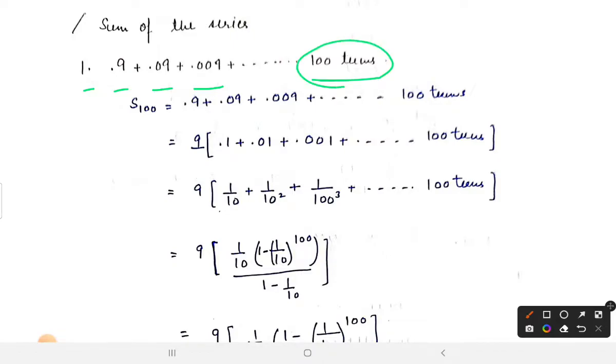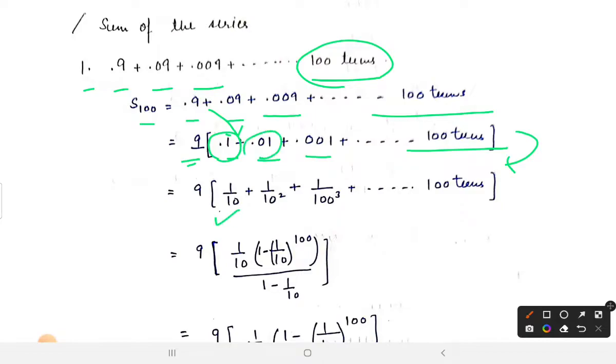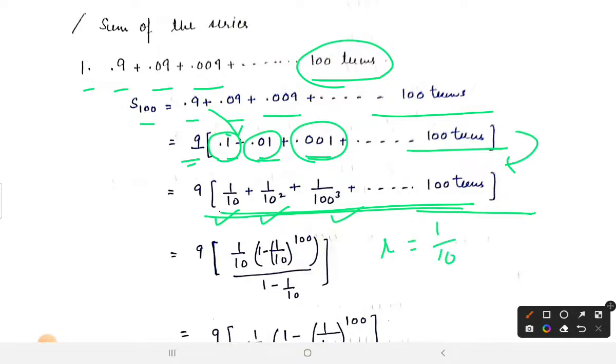So we have S100 is equal to 0.9 plus 0.09 plus 0.009 up to 100 terms. Let us take 9 common. We have in between 0.1, 0.01, 0.001. Why are we doing this? We have to make the terms a geometric progression. So write 0.1 as 1 by 10, 0.01 as 1 by 10 square, 0.001 as 1 upon 10 cube, and so on. Now this is a geometric progression with common ratio r as 1 by 10, which is less than 1.